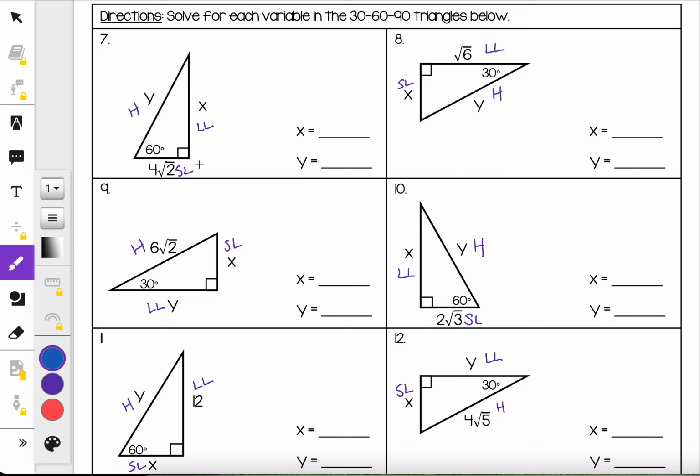Okay, so if I look at number 7, I am given my short leg, all right, which is 4 root 2. So if I want to find x, which is my long leg, I am going to take that and multiply that by the square root of 3. So here I have 4, and then I'm going to multiply my radicals together. So 2 times 3 is 6, and x equals 4 root 6. Y is going to be my hypotenuse, so I'm going to take my short leg, 4 root 2, times 2. And when I'm multiplying with radicals, numbers outside the radicals get multiplied together. So y is going to be 8 root 2.